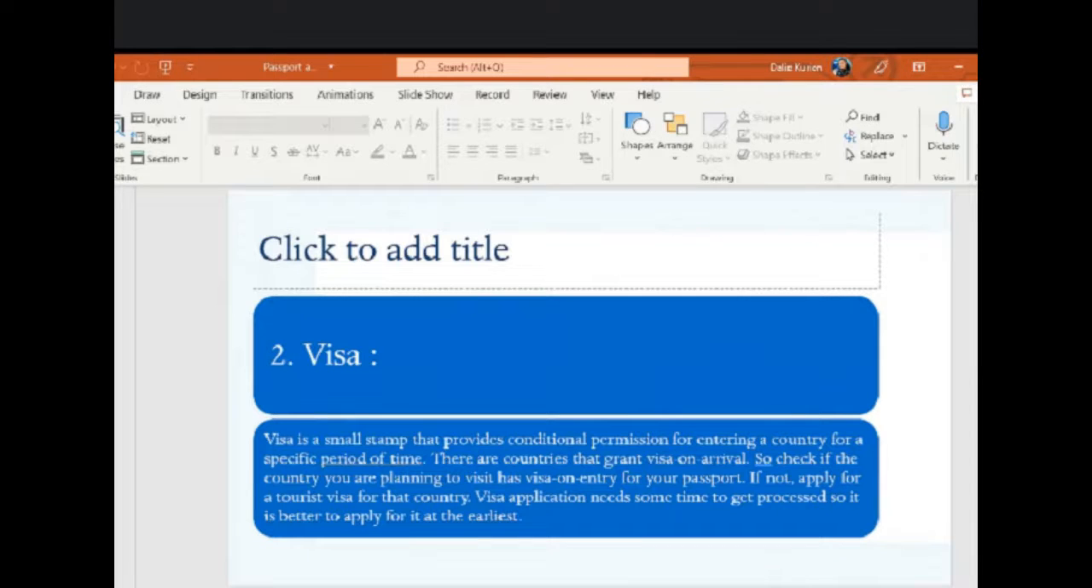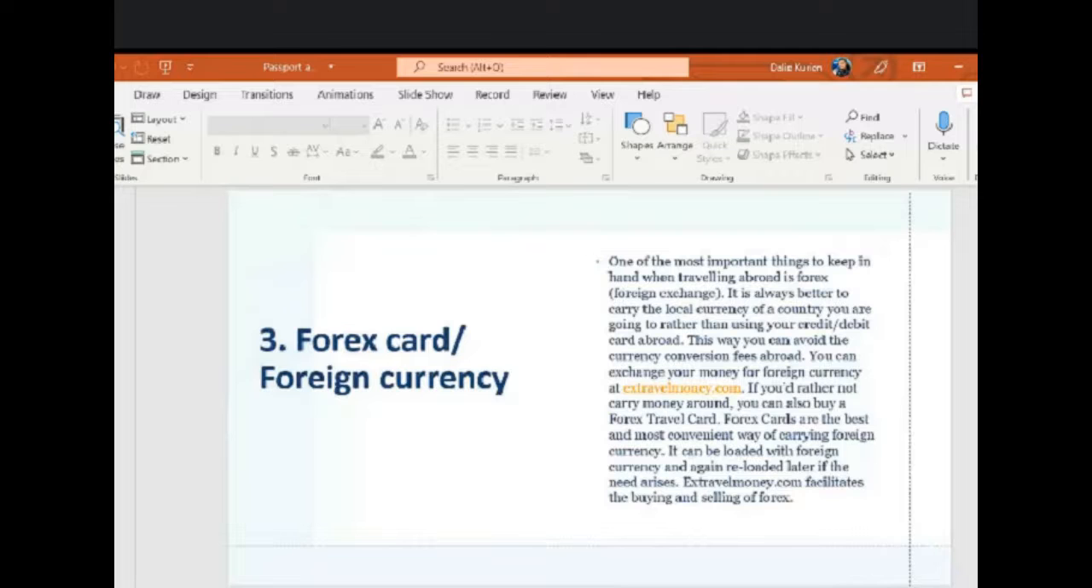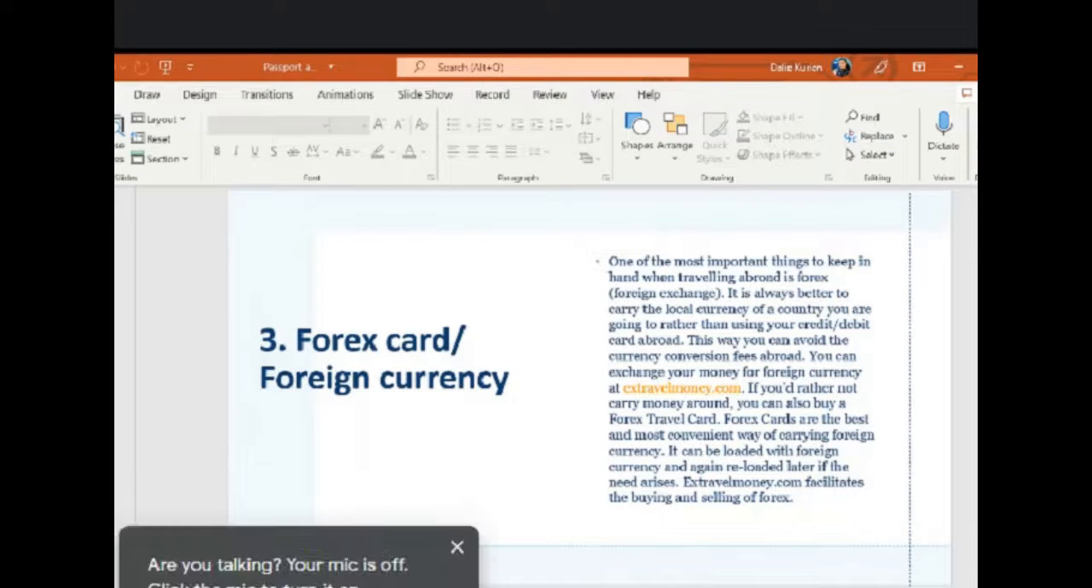Second is, of course, the visa. If you are to be granted entry into another country, you should have a visa. Third, you should have a forex card, a foreign currency of whichever country you are traveling to. Indian currency would not be valid everywhere, right? It's not acceptable. So you need to do a foreign exchange. You should have the currency of that particular country wherever you are traveling. So that is foreign currency.